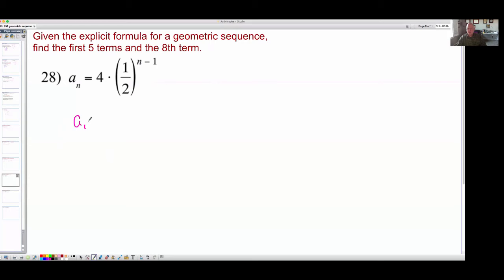And so if you plug in a sub 1 is equal to 4 times 1 half to the 1 minus 1, that's 4 times 1 half to the 0, which is 4. A sub 2 is equal to 4 times 1 half to the 2 minus 1, which is to the 1. So this is equal to 2. The third term is going to be 4 times 1 half squared, because that's 3 minus 1. So that's going to be 1, and so forth. You just plug in the values.